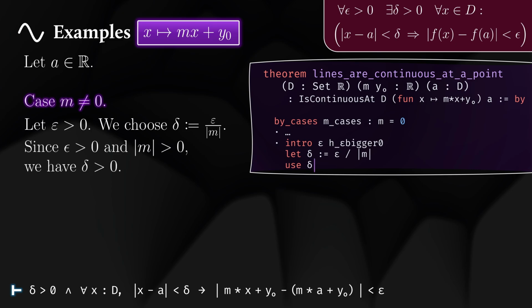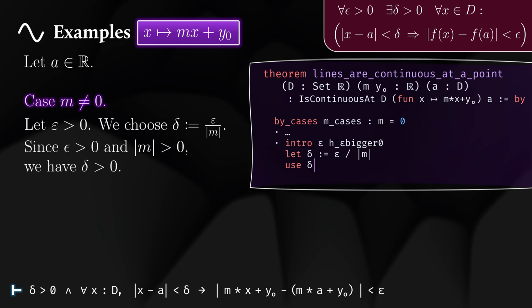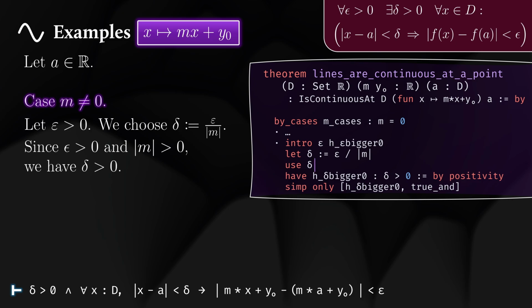Since epsilon is positive, and the absolute value is by definition positive, we know that delta is positive. We need that, because we have to make sure that the delta we choose is positive indeed. And in Lean we claim this as well. We say that delta is positive, and we prove that by positivity. So with this we don't even have to write down that epsilon is bigger than 0 and so on. Lean will do it for us. It will search for tactics that it can use to prove that delta is bigger than 0.